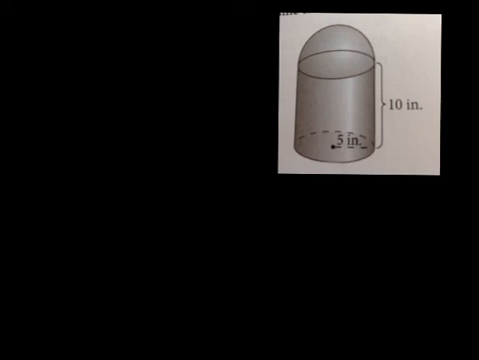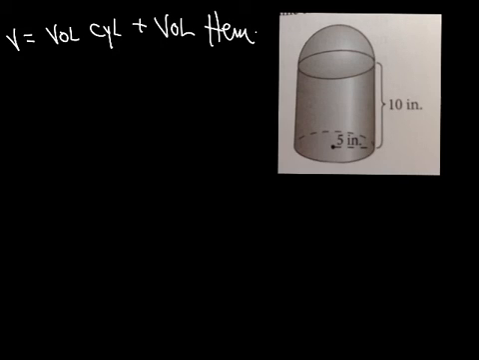So we're going to find the volume of the cylinder. So volume of the cylinder, so this part down here. And then we're going to add the volume of the hemisphere.